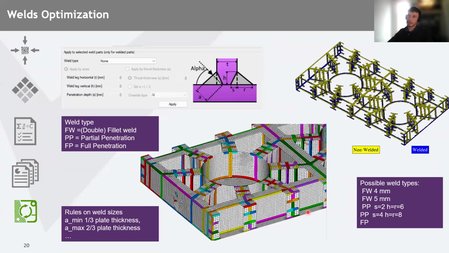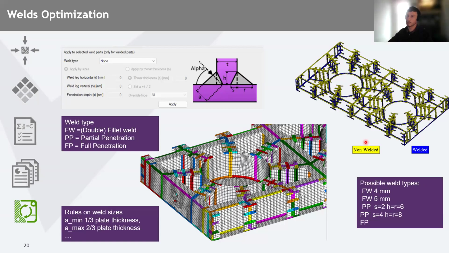The last type of optimization is the weld optimization. So here, again, to properly perform the weld optimization, we have to recognize our welds in the model. SDC not only allows you to recognize the weld itself, but you can also preview which part is welded, which part of the model is non-welded.